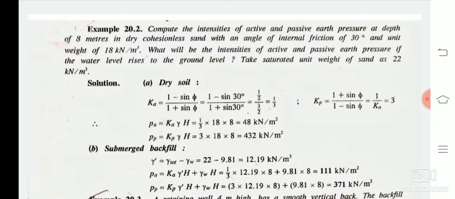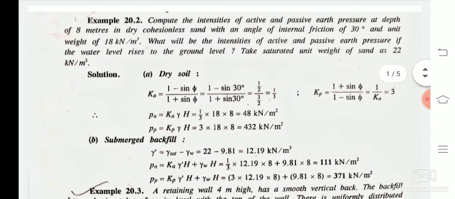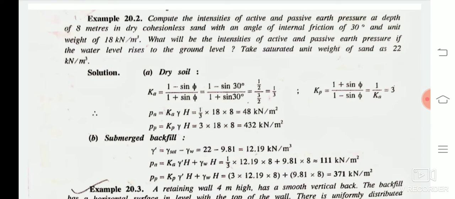Hello everyone. Today we are going to solve some numericals which are related to earth pressure theories. These numericals are very important to understand how the problems are carried out, or how to find the earth pressure for various kinds of soil and various soil conditions. So let us go through the first problem.